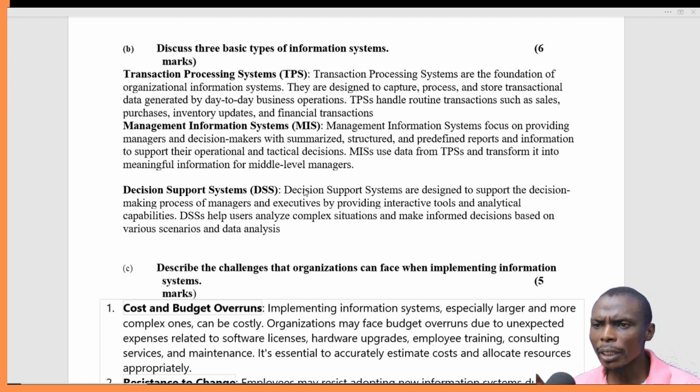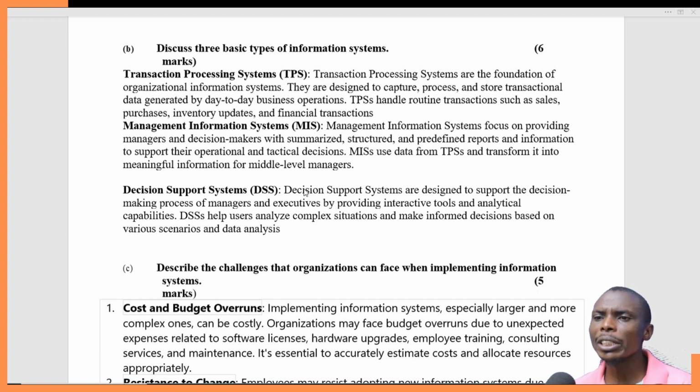So these decisions that the managers make are based on the summarized data, structured and predefined reports that were obtained from the TPS to support their operations and technical decisions. So management information systems use data from transaction processing systems, which, as we said, get the data from routine transactions.